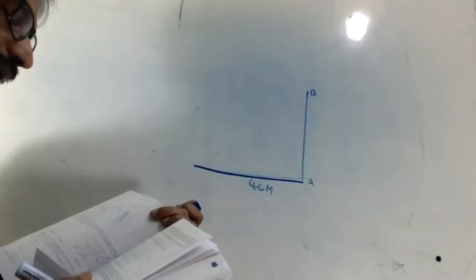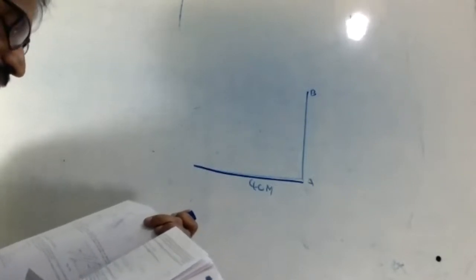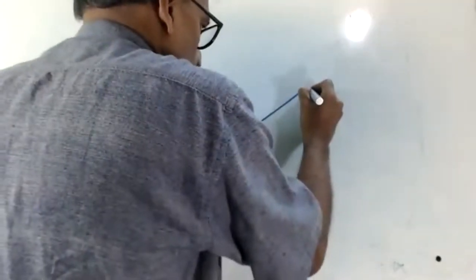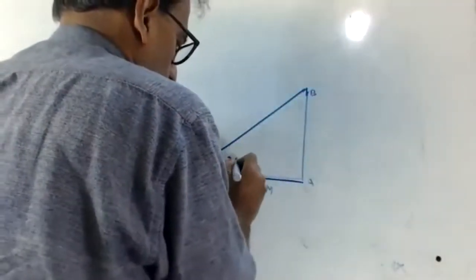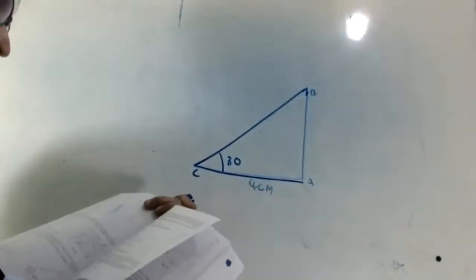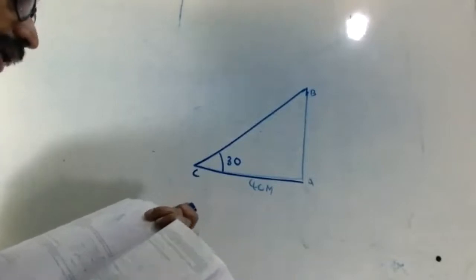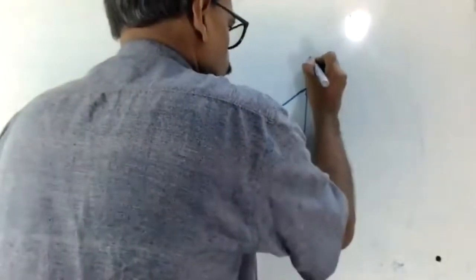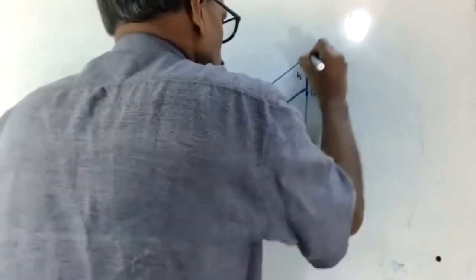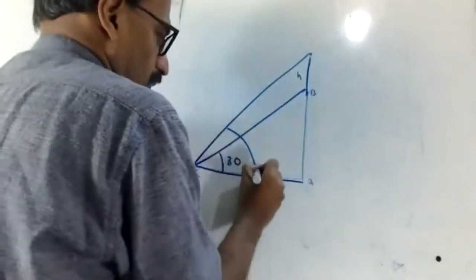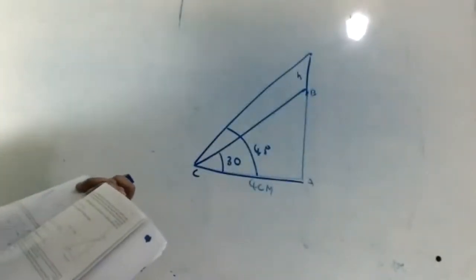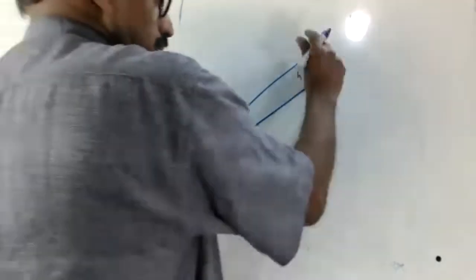From a point on the ground, 40 meter away from the foot of the tower, the angle of elevation of the top of the tower is 30 degree. This angle is 30 degree. You mark it here, A, B, C here. Then, the angle of elevation of the top of the water tank, here is the water tank, the height is h. This one is 45 degree. We have to find out the height of the tower and depth of the water tank.